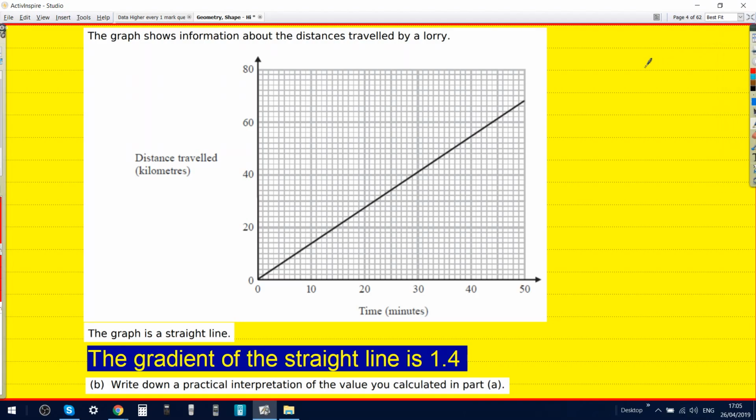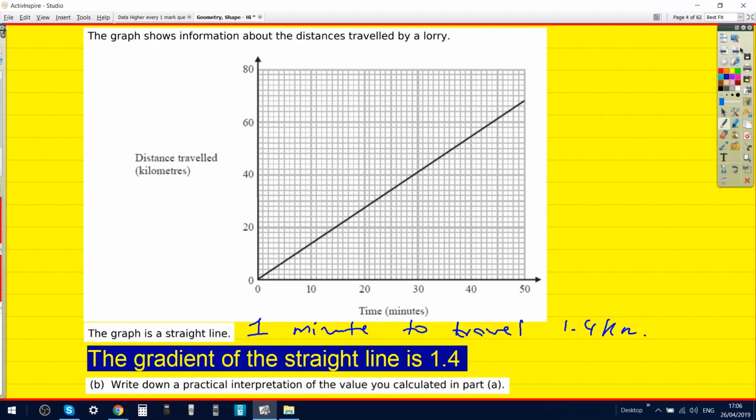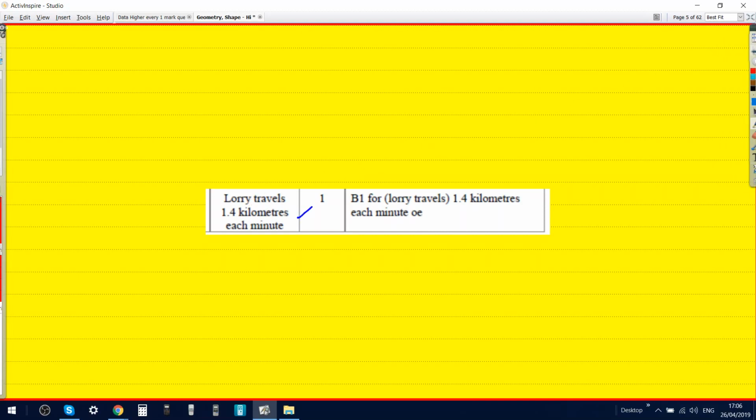Okay, how about this? It takes the... Can you just say it takes the lorry 1.4 minutes to travel 1 mile? Other way around. It takes the train 1 minute to travel 1.4 miles. Yes, and this one is kilometers. Yeah. 1.4 kilometers. So basically it's traveling at 1.4 kilometers per minute. The lorry travels 1.4 kilometers each minute.